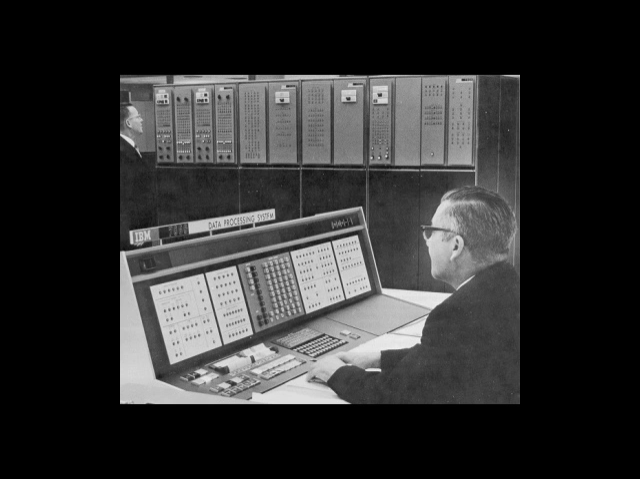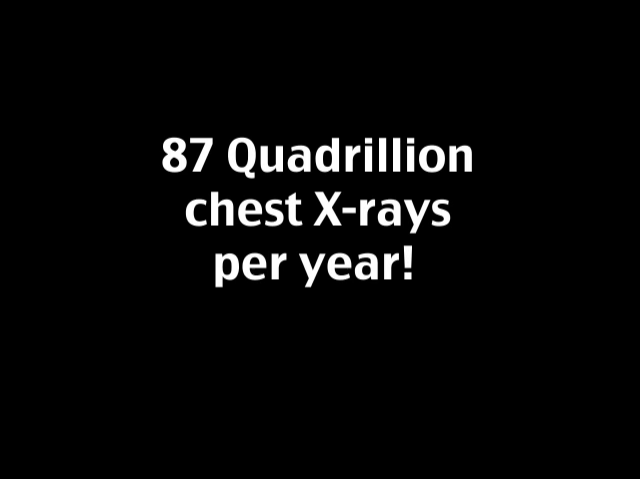Well, Vicki, instead of just imagining, I actually did some calculations. It took a supercomputer that could do 42 petaflops per second of data crunching, but I found that we could save 87 quadrillion chest X-rays per year in the U.S.